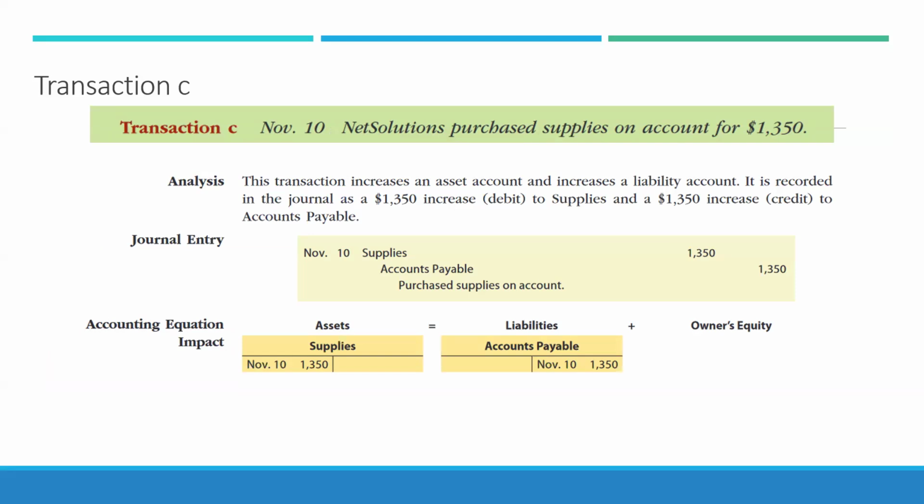Purchase supplies on account. That means that it's going to be an accounts payable. So we have a debit to supplies and a credit to accounts payable because they're both increasing. And then we have it on the left and on the right accordingly for supplies and accounts payable in our T accounts because that's where it lies on the accounting equation.